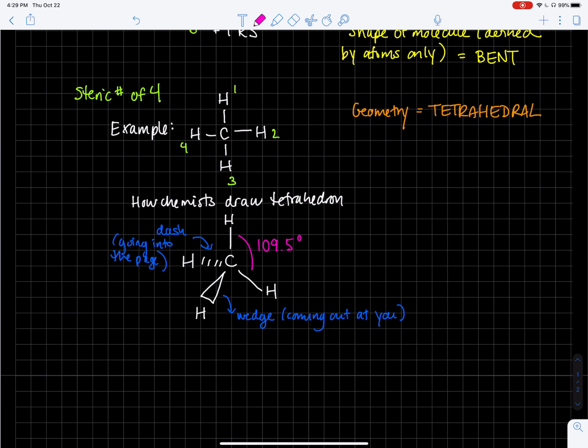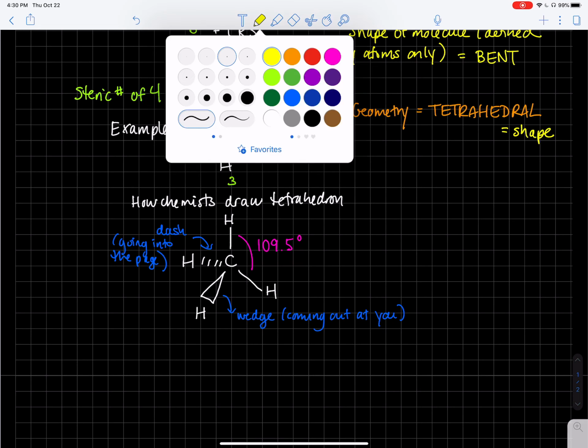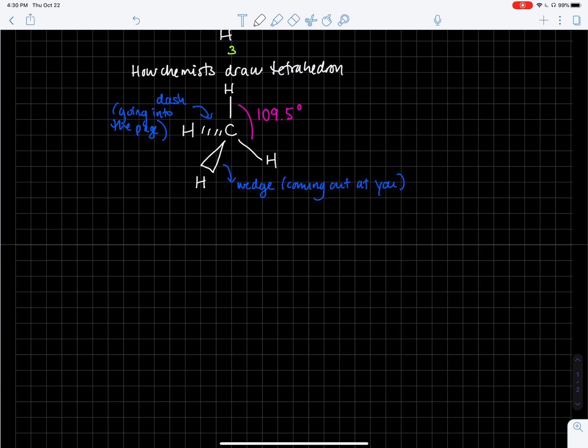All right, so for this example, because everything is an atom, tetrahedral is also the shape. Tetrahedral is a good name for the shape. It is a tetrahedron, but we'll just go with that. Okay, so that's example 1 for steric number of 4.